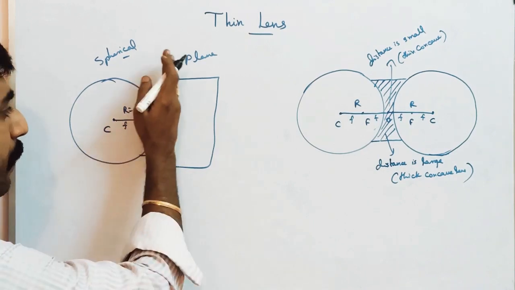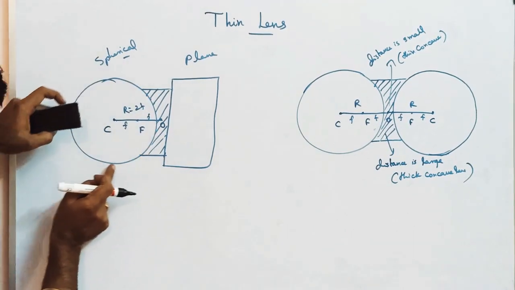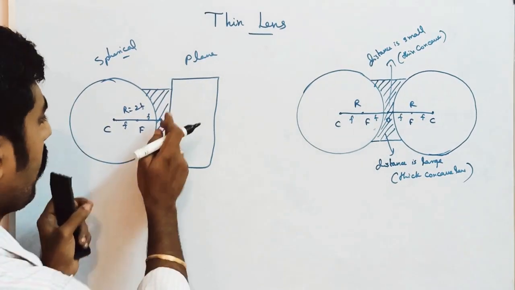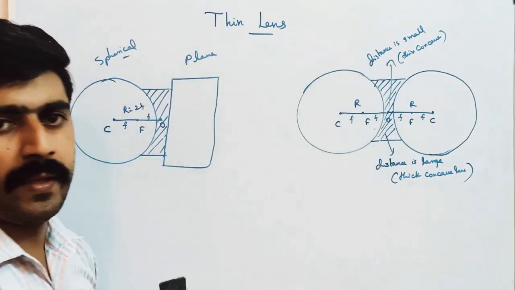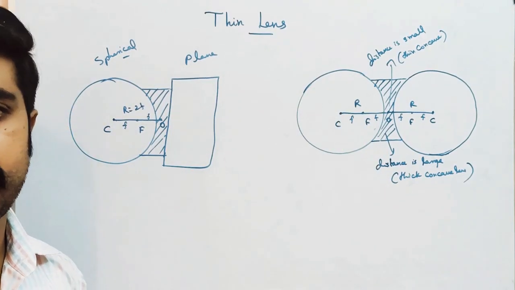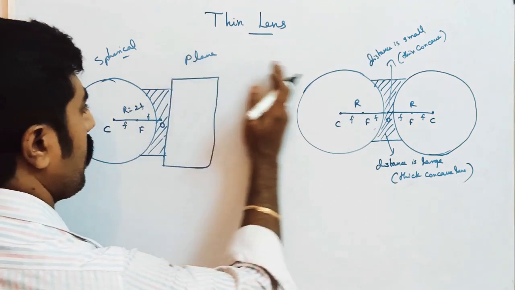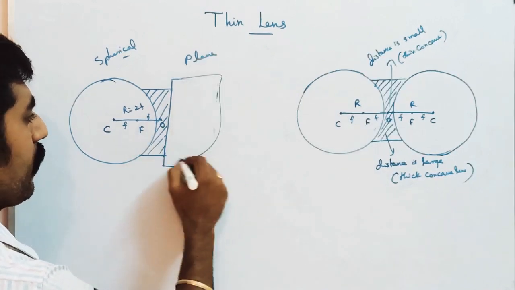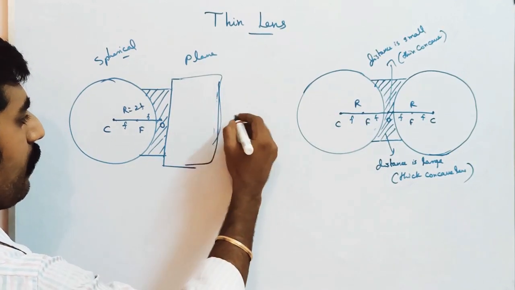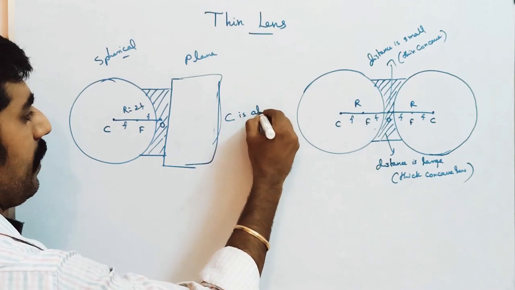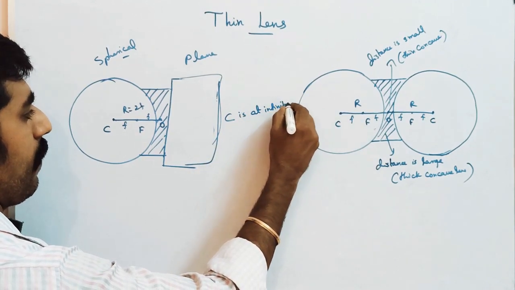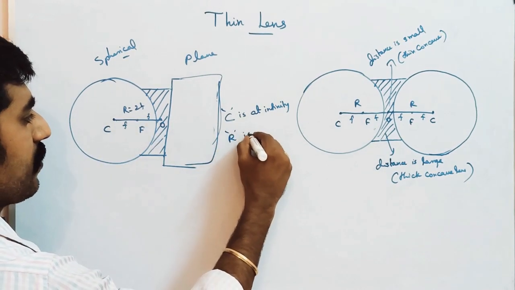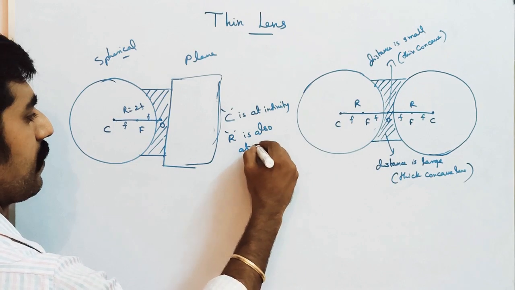And for the plane surface, since it does not curve, it cannot form a sphere, so we cannot mark a midpoint C. It is flat. So the center of curvature is at infinity, and the radius of curvature is also at infinity.